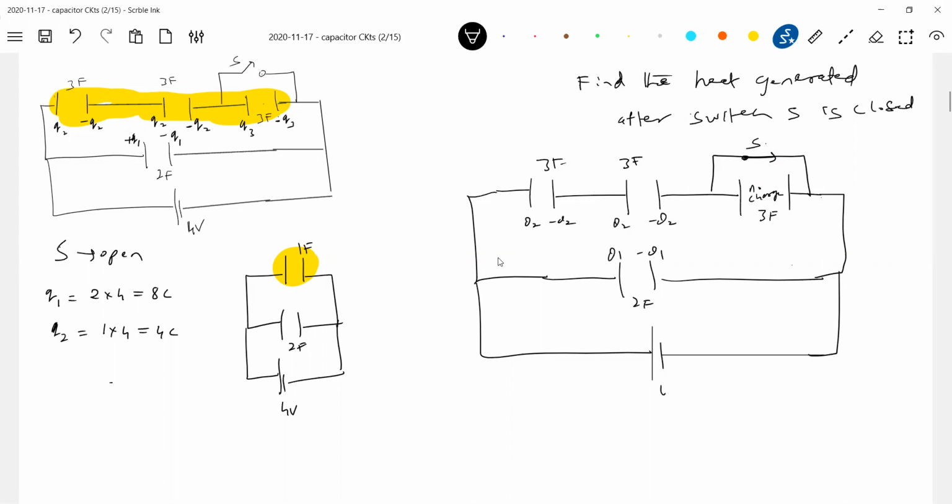So Q1 should be as usual. There won't be any change in that. Q1 should be equal to, I'll write down here, 2 into 4, 8 coulomb.